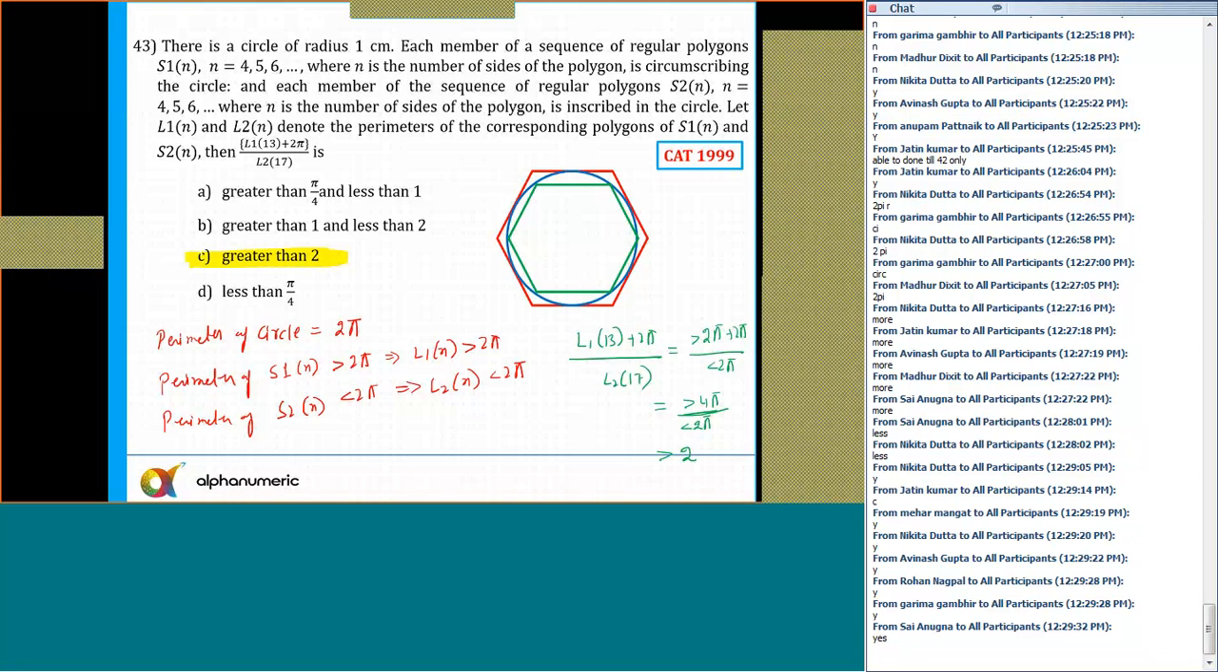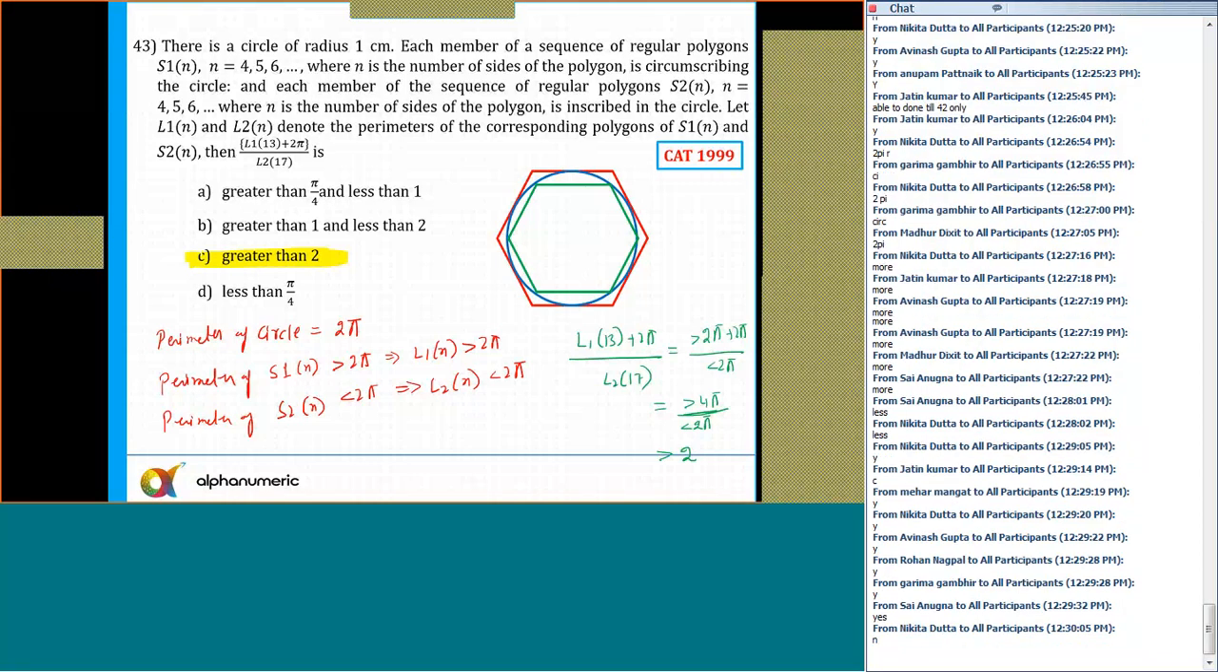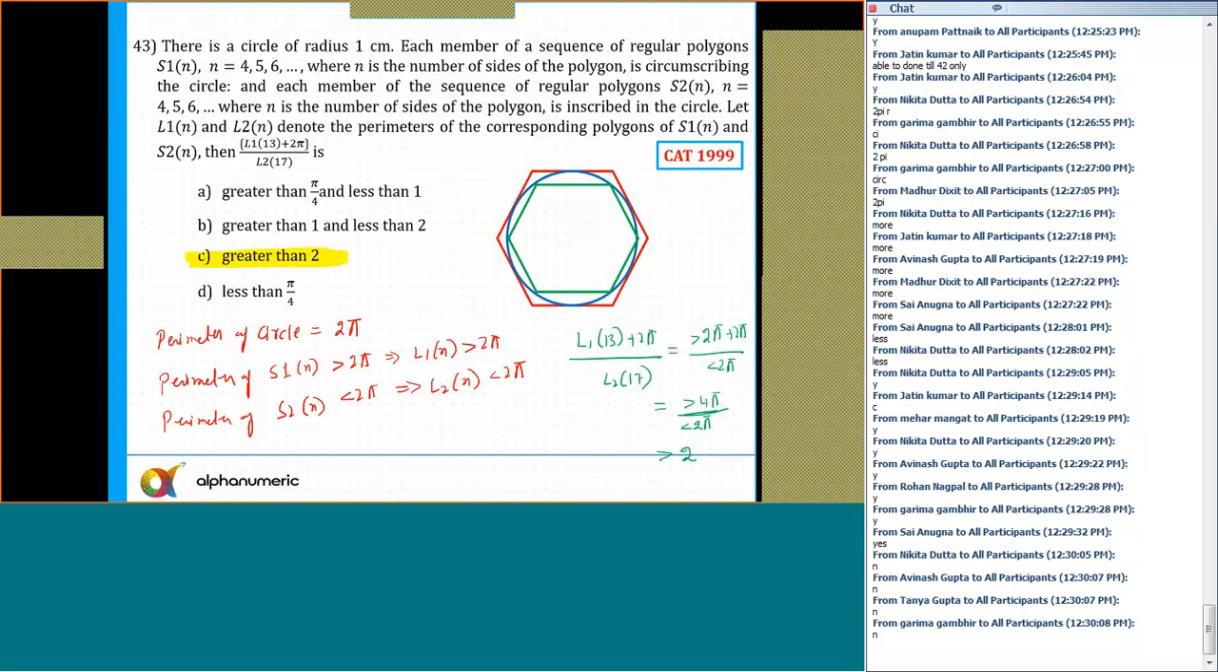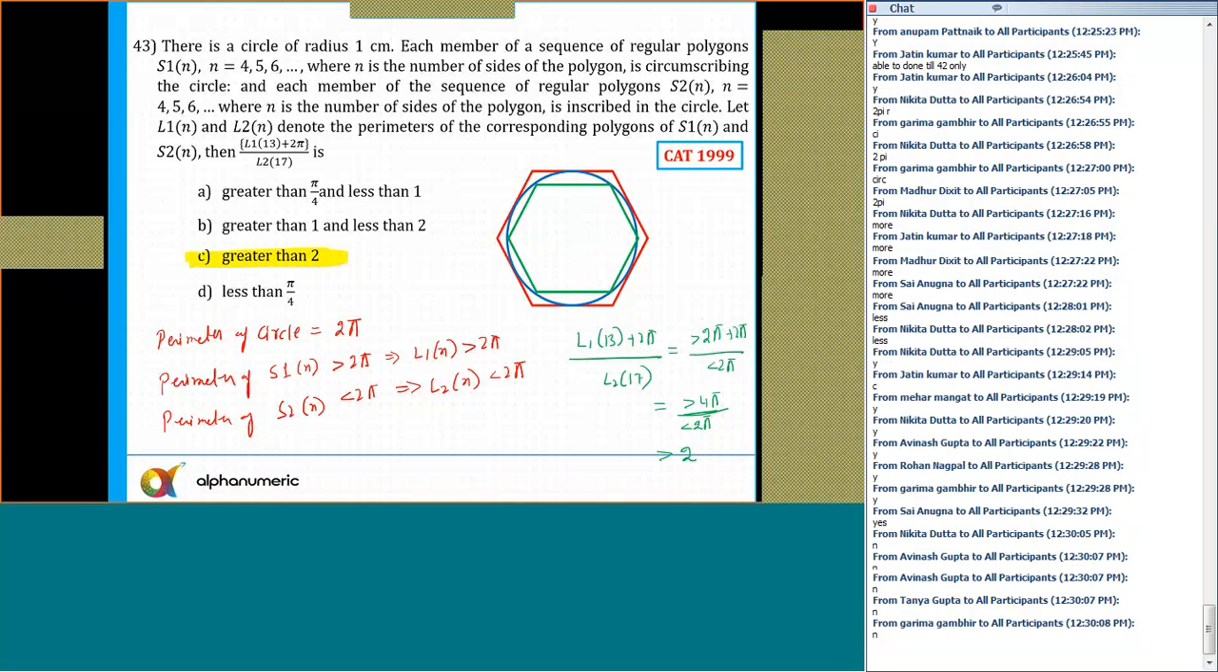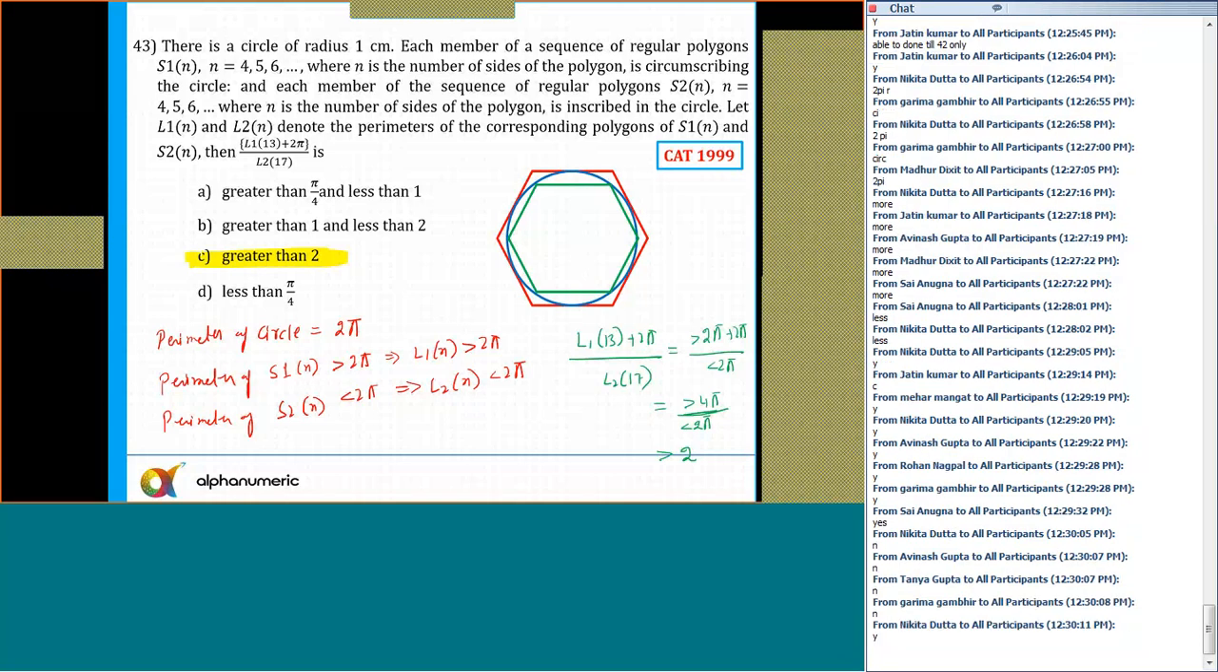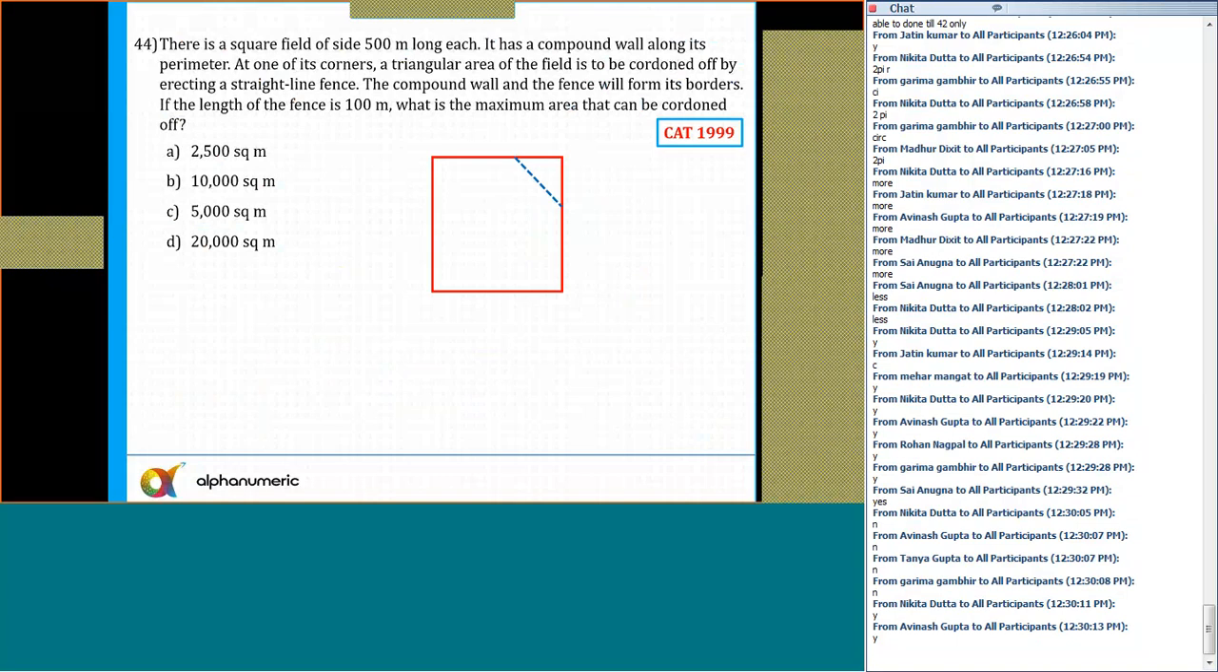So any doubts to anyone now? Please tell me. Yes. Can I move to the next question? This is clear to all of you? Okay. 44. What is the answer for 44?